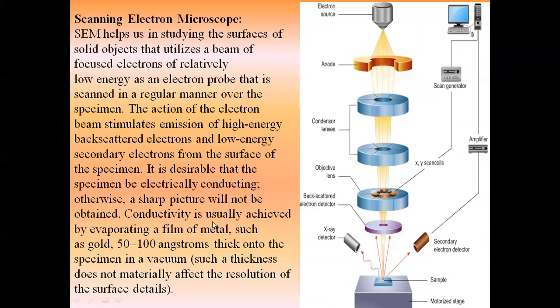Conductivity is usually achieved by evaporating a film of metal such as gold. That is, the thickness of the gold should be 50 to 100 angstrom on the specimen in a vacuum. Such a thickness does not materially affect the resolution of the surface details. That means in the last few lines, two important points are to be taken care of. First is the sample preparation.